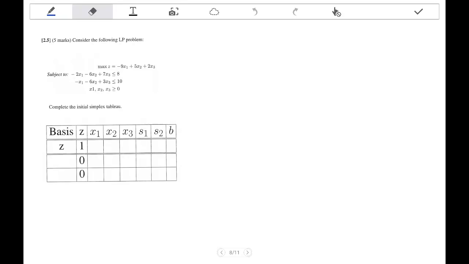Question. It says, consider the following LP problem. This is a maximization. Max Z equals minus 9x1 plus 5x2 plus 2x3.